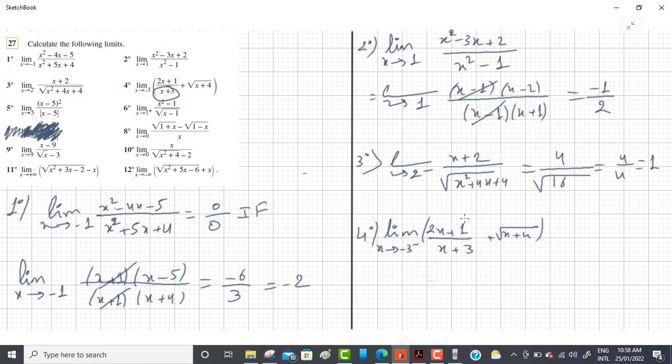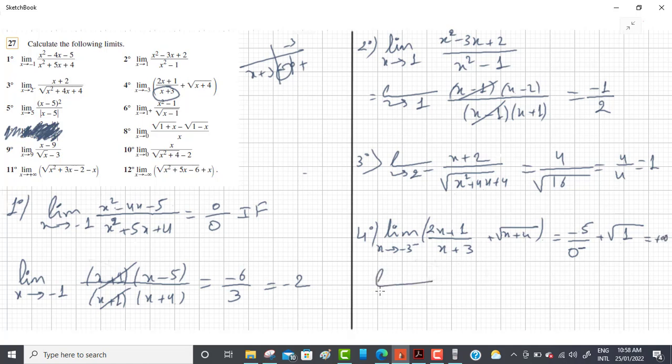When you replace in this fraction x by minus 3, you obtain minus 6 plus 1, minus 5, over minus 3 plus 3 is 0. You should determine if it's a 0 plus or a 0 minus. You find this using the sign table of the denominator. You write x plus 3 admits minus 3 as a root, opposite same. So before minus 3 it's a minus, so it's a 0 minus. Plus radical of minus 3 plus 4, radical 1. So minus 5 over 0 minus is plus infinity, plus 1 equals plus infinity.